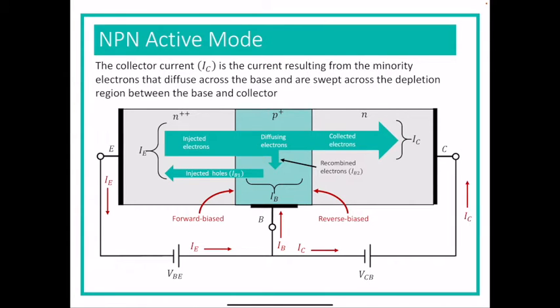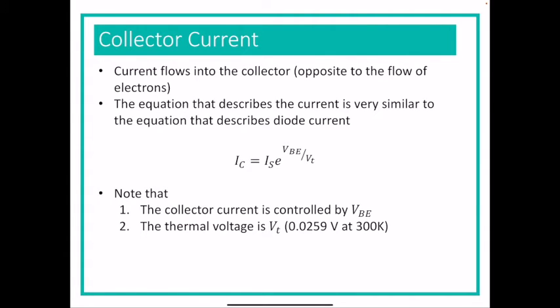So the emitter current and the collector current are rather large. They're usually 2 to 3 orders of magnitude larger than the base current. So the base current is small. That's why the arrows are small. And the emitter and collector currents are larger because they have more carriers. The current, again, flows into the collector.